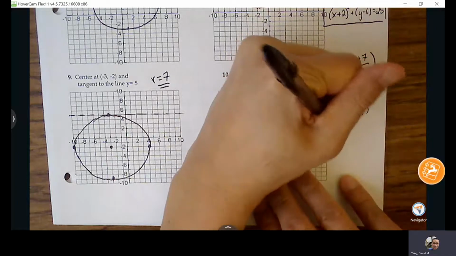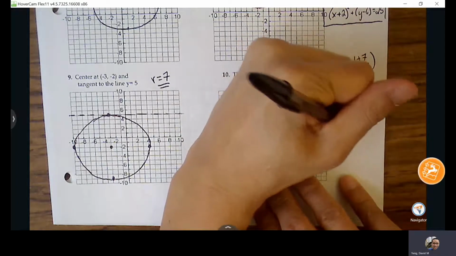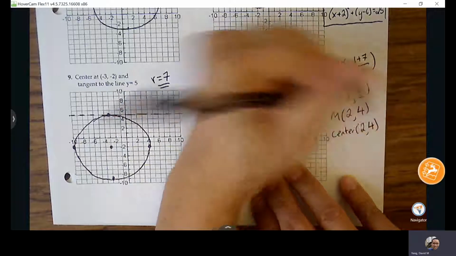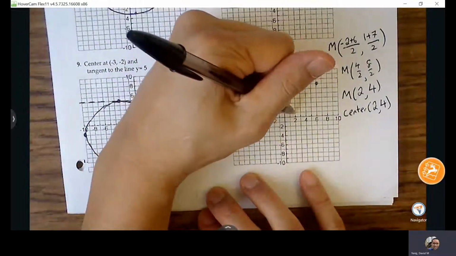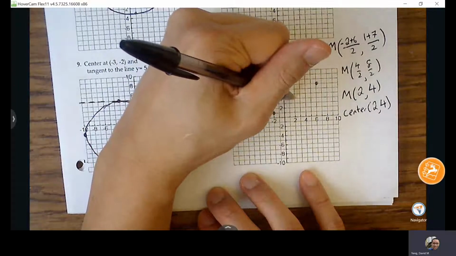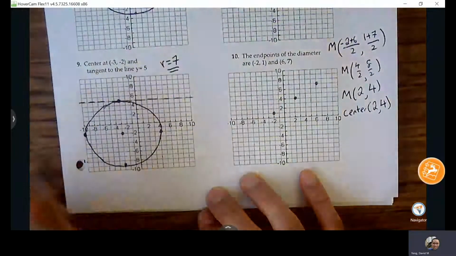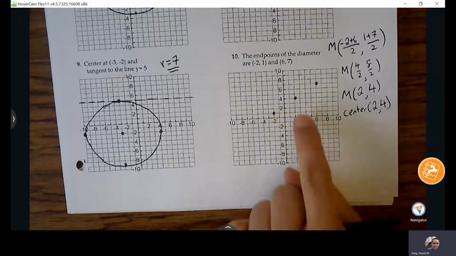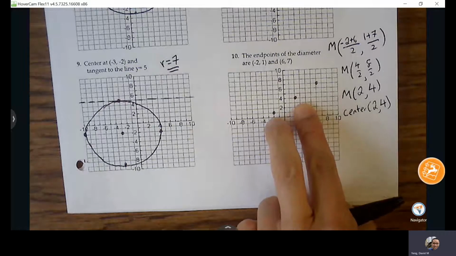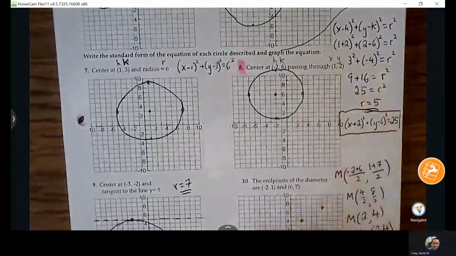So the midpoint just happens to be the center as well. It's kind of hard to count what that distance is, but what we can do is take the center and a point and find the radius that way, right? Just like how we did this previous problem, right?